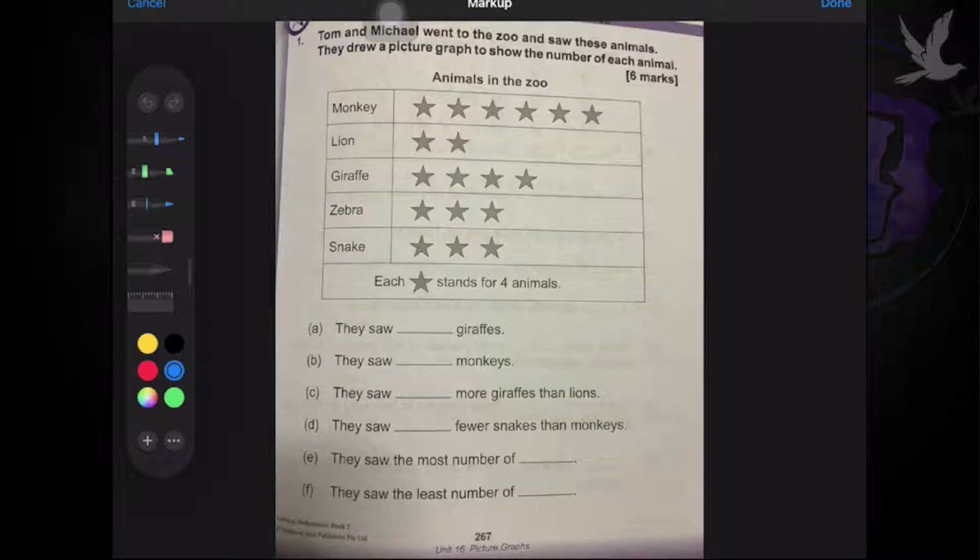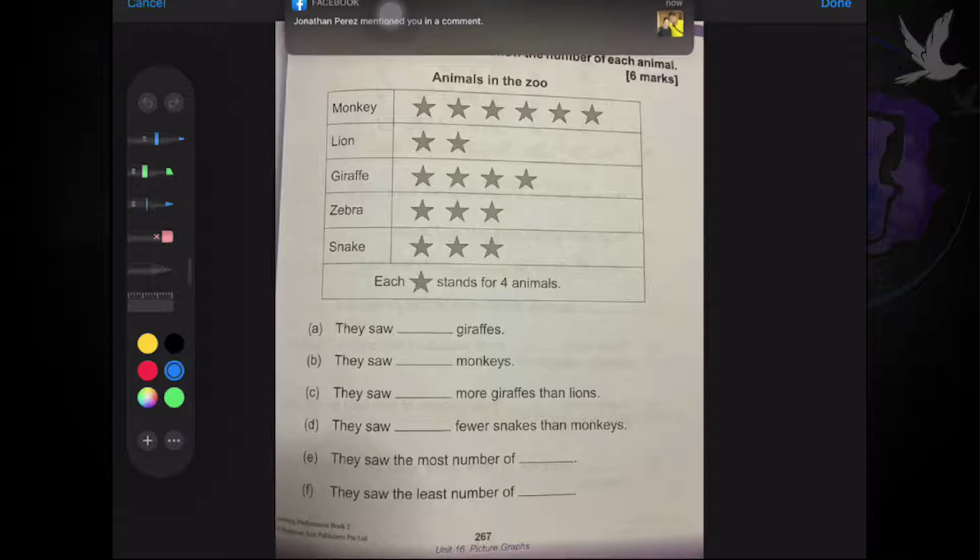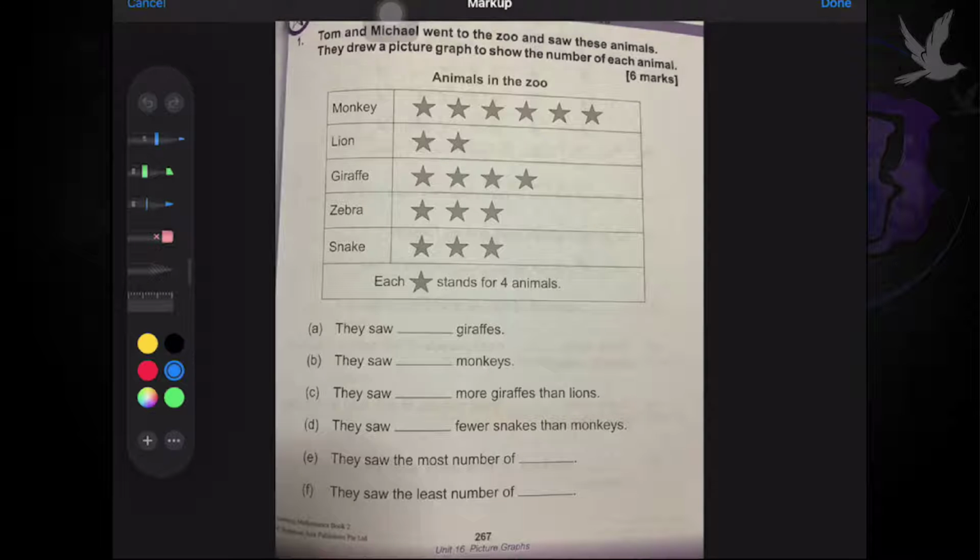If you notice, they used stars. Tom and Michael used stars to represent the number of animals. But in this case, one star doesn't refer to one animal. You have a special note here that each star stands for four animals.